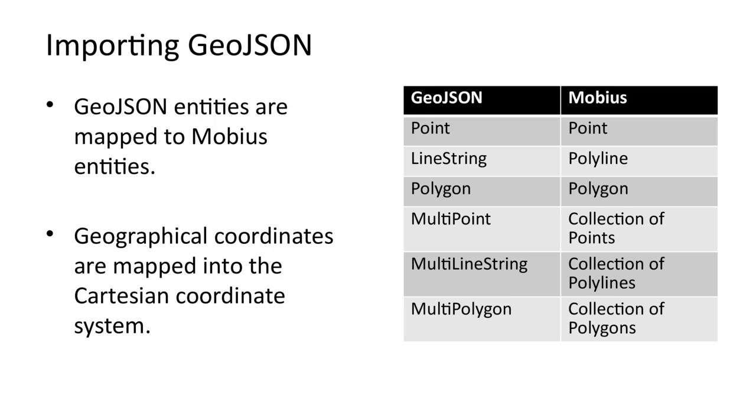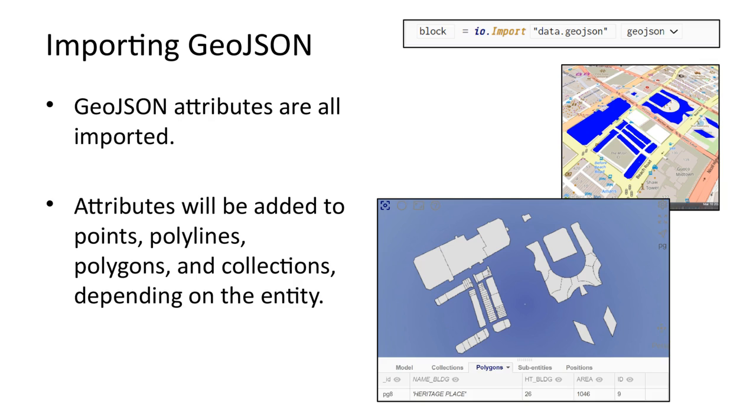In the importing process, the geographical coordinates are mapped to the Cartesian coordinate system. This mapping will be based on the geolocation and north direction of the Mobius file. The imported entities will automatically appear in their correct geographical location. This can be verified in the GeoViewer. In addition, all GeoJSON attributes will be imported. The attributes will be visible in the attribute table.